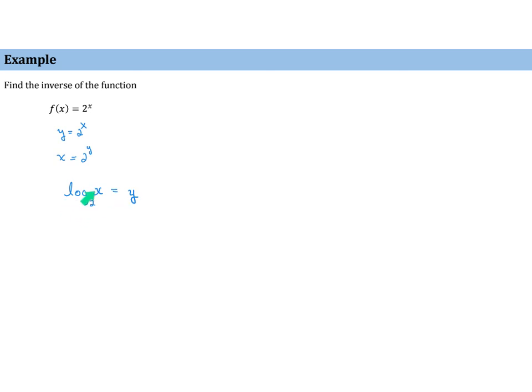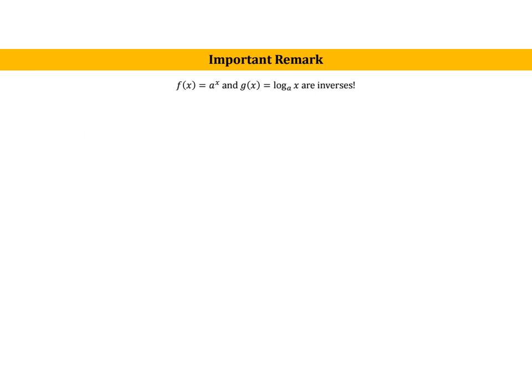Now here, log base 2 of x, this is not an exponent on the 2. This is log base 2 of x equals y. Now what does this mean? This is f inverse. So f inverse of x equals log base 2 of x. So notice the exponential base a and the log base a are inverses. And there are implications there. That means that they would undo each other.